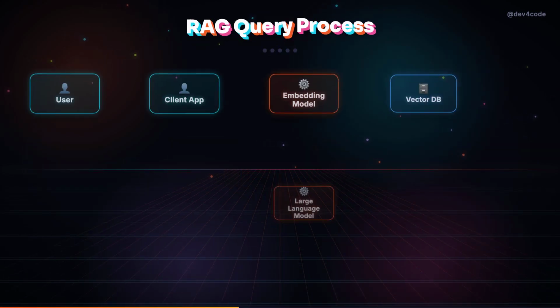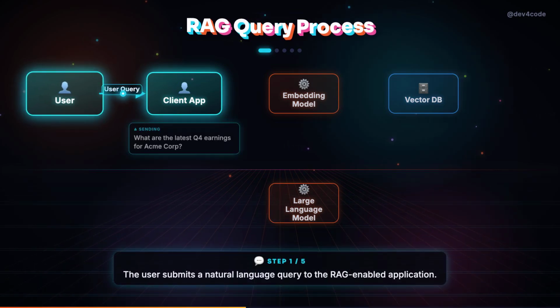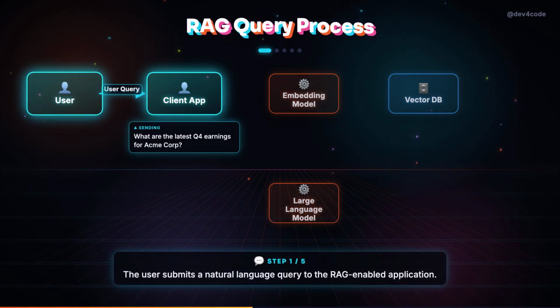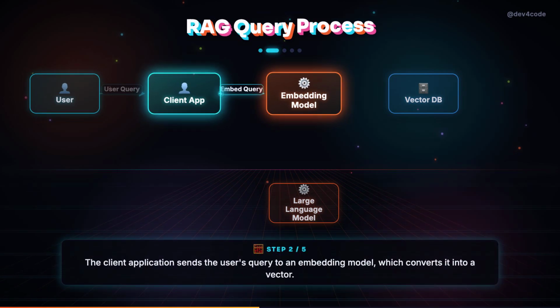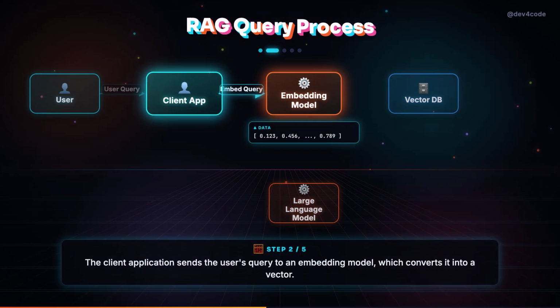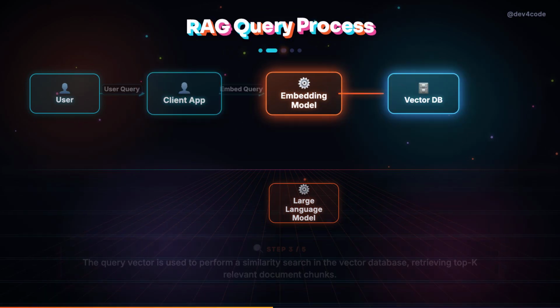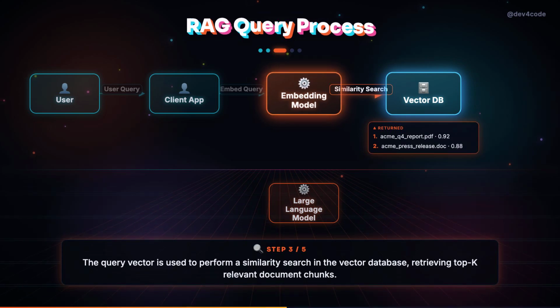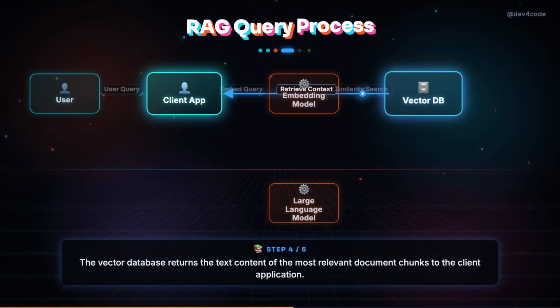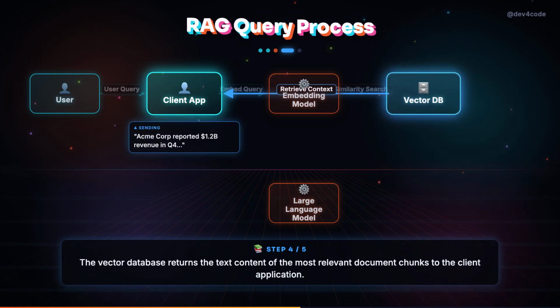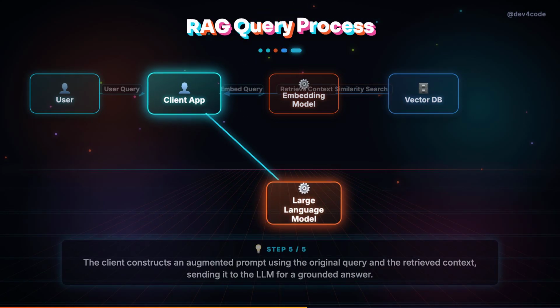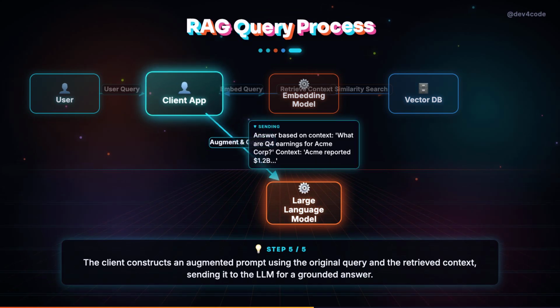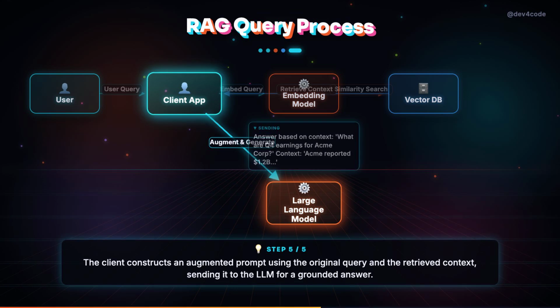When a user asks a question, the RAG process kicks into action. The user's query is first transformed into an embedding, allowing for a semantic search. This query embedding is then used to find the most relevant document chunks in the vector database. These retrieved chunks act as context, augmenting the original user query. Finally, the LLM receives this enriched prompt and generates a grounded response based on the provided context.